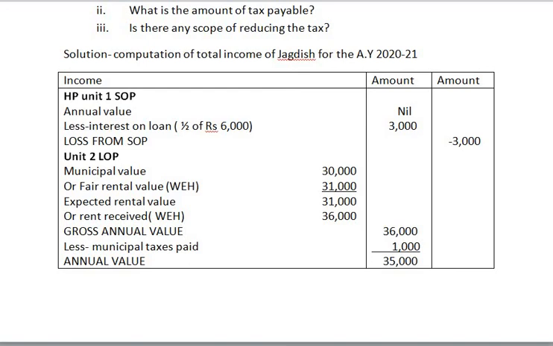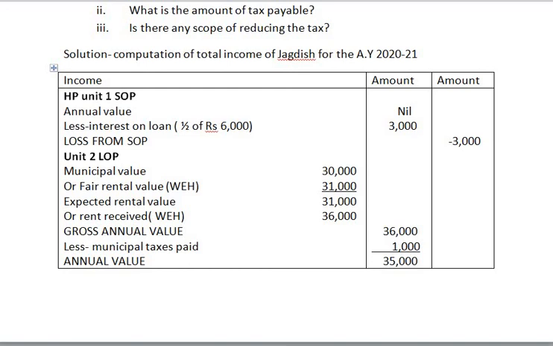In house property, the first unit of the house is self-occupied property, that means the assessee stays in the house, wherein the second is given on rent basis, that is called let out property. So house property unit 1 self-occupied property, always the annual value of self-occupied property is nil. That's the reason annual value is nil. Less interest on loan taken. This comes under deduction under section 24.